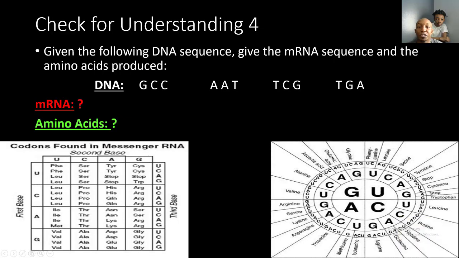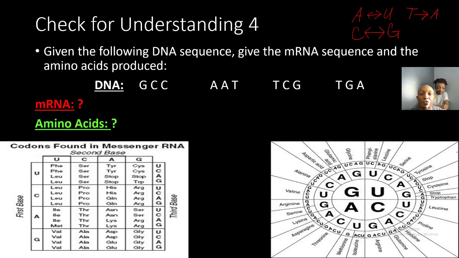Now it's time for your fourth check for understanding. Given the following DNA sequence, give the mRNA sequence and the amino acids produced. You can use either the codon chart to help you with your amino acids or the codon wheel, whichever one you're most comfortable with. You have 2 minutes to do so, and we'll begin those 2 minutes starting now.